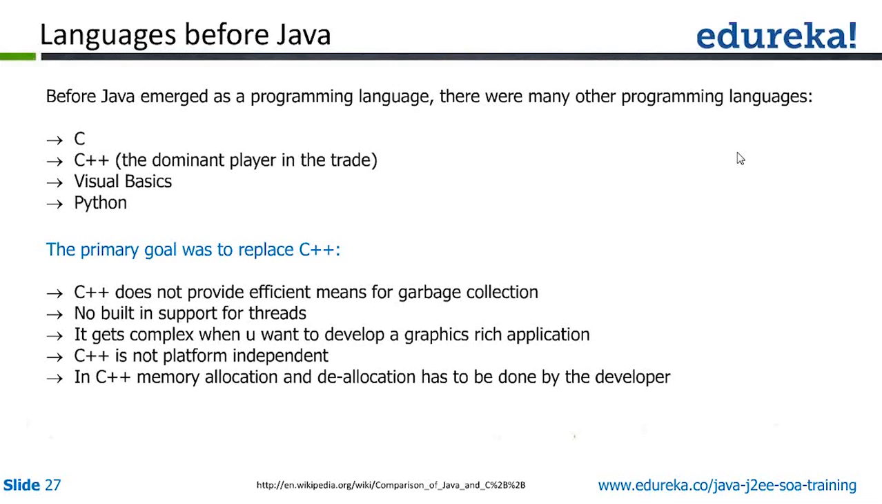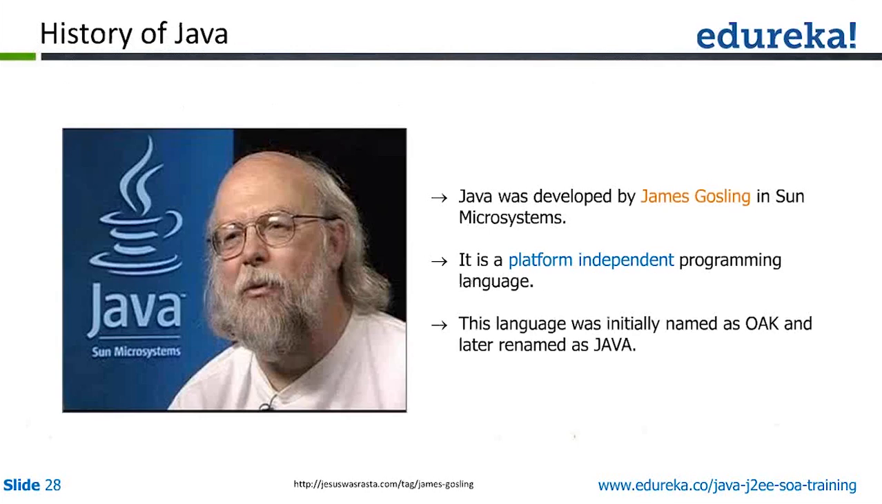C++ also did not have very rich graphic interface libraries, and Java provides that. And C++ is not platform independent. Java wanted to be platform independent, meaning once you have compiled the code, you should be able to run it on Windows, Unix, Linux, or any other operating system. So Java is platform independent; it does not depend on the underlying operating system.